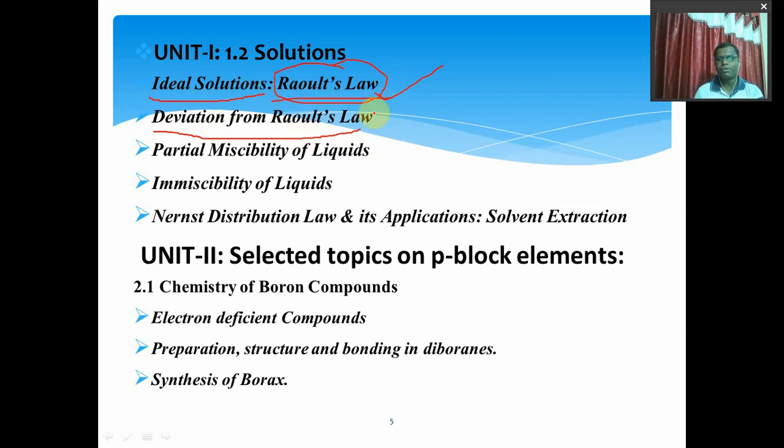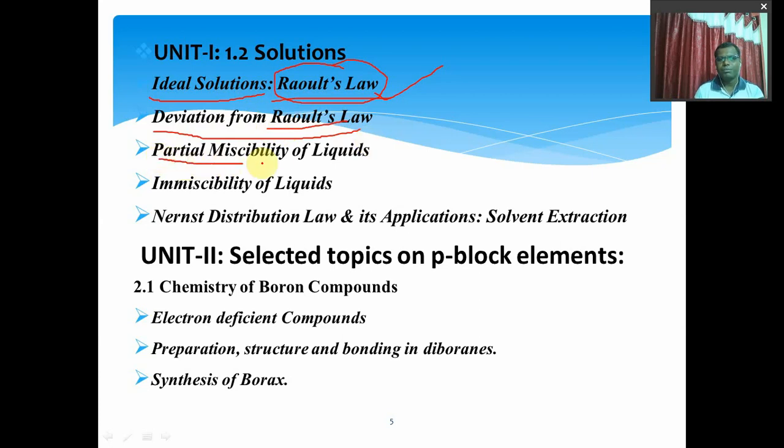This is one of the important things, because unless and until you know Raoult's law, we will not be able to define the ideal solution, or identify ideal and non-ideal solutions. So in this topic we are going to discuss the statement according to Raoult, called Raoult's law.